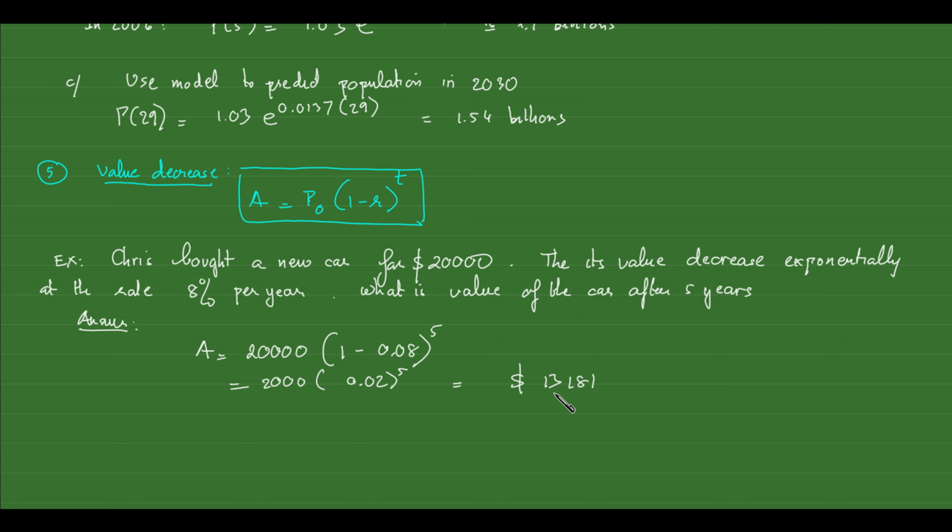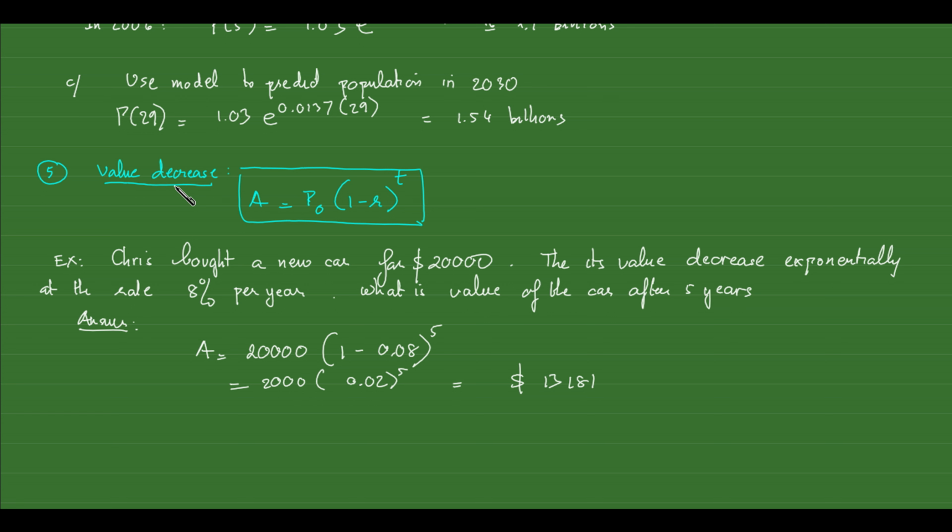Okay, dollars, $13,181. So you see that after 5 years he actually loses around 700. Okay, all right. So you see that we can use an exponential function to model the value decrease, and the value increase is easy already. That's for the bank. Okay.